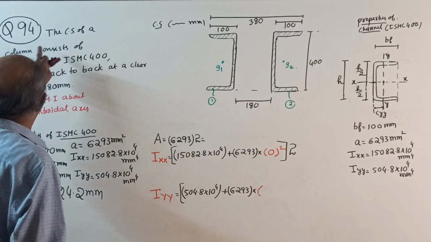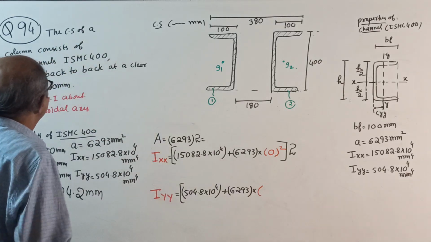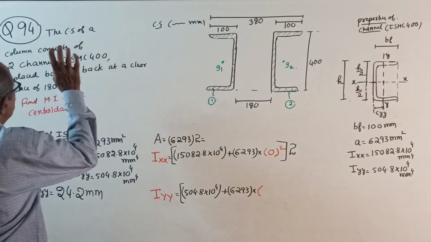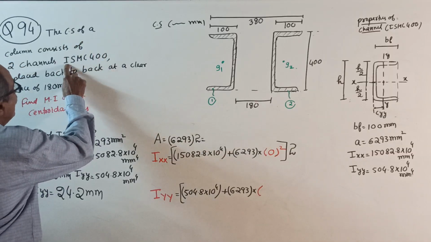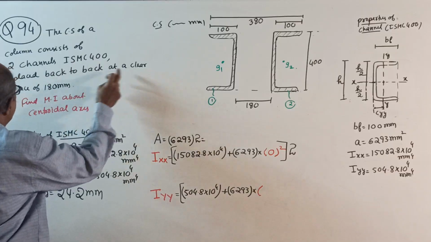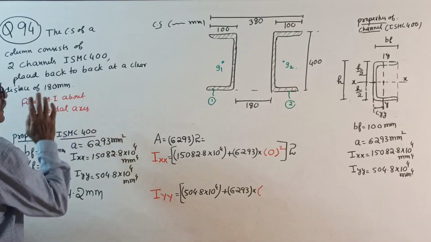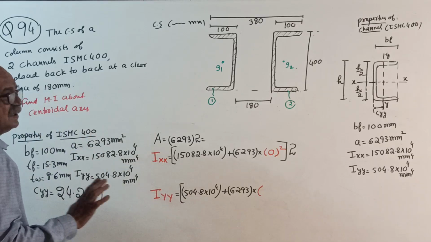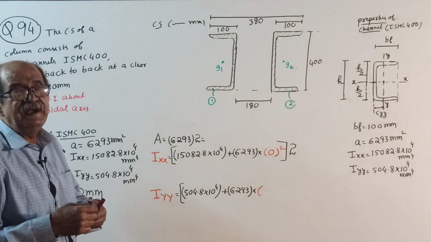The cross section of a column consists of two channels ISMC 400. You just see the number here, otherwise it is not required. 400 placed back to back at a clear distance of 180 millimeter. Okay. Sometimes they can give a line diagram for you.